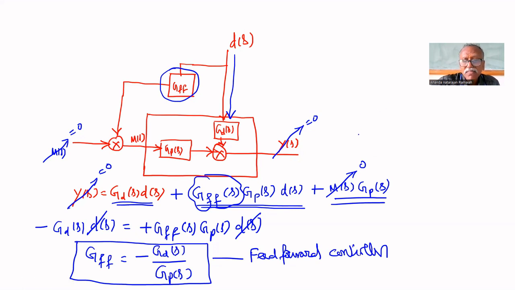What is the drawback with the feed forward controller? The feed forward controller will reject the disturbance for which it is designed. It will not reject the other disturbances. That is the drawback with the feed forward controller. So we got the feed forward controller equal to minus GD of S upon GP of S. That is the design for feed forward control.